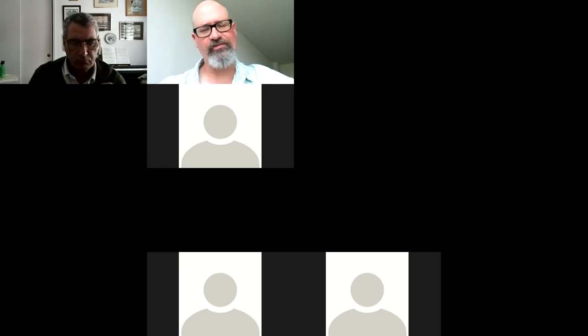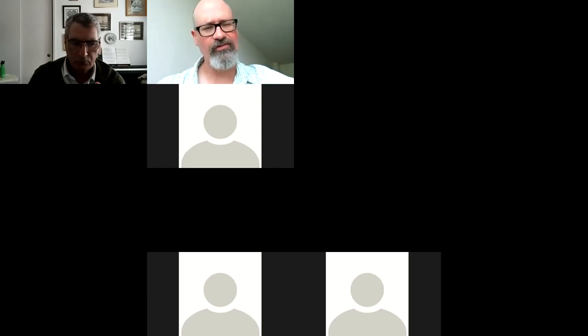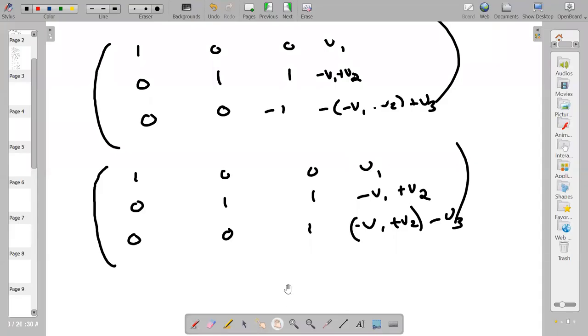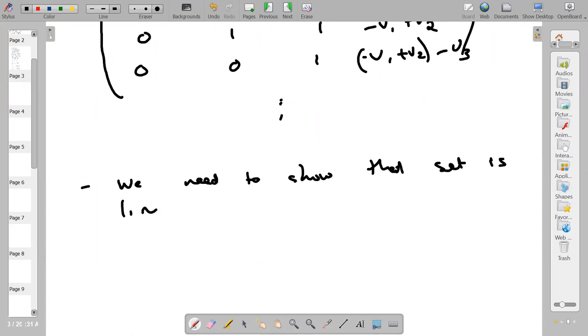Now, in a case like this, in some sense, we already have done that indirectly. If the Vs were all zero, we can show that there is only a unique solution to the equation AC equals zero, where the matrix A has as its columns the vectors from the set S. It's the same matrix we just dealt with. So I'll write that part down. There's a bit more to do here, but I'll leave that part out. We need to show that the set is linearly independent as well.